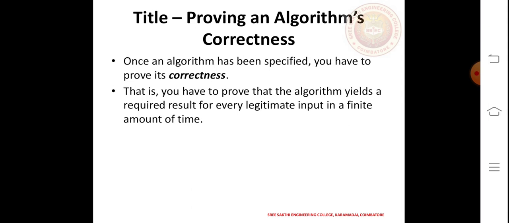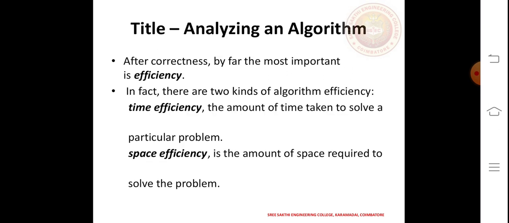Next one, proving the correctness. Proving the correctness means that once an algorithm has been specified, you have to prove its correctness. That is, we have to check whether the given algorithm is correct or not. You have to prove that the algorithm yields a required result for every legitimate input in a finite amount of time.